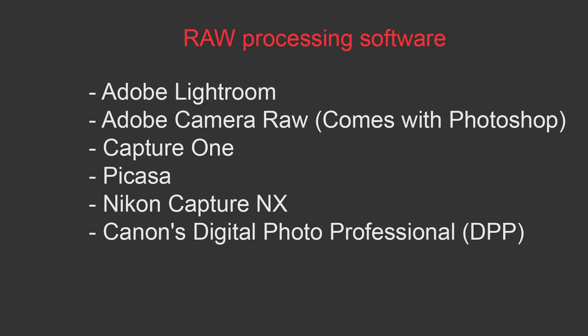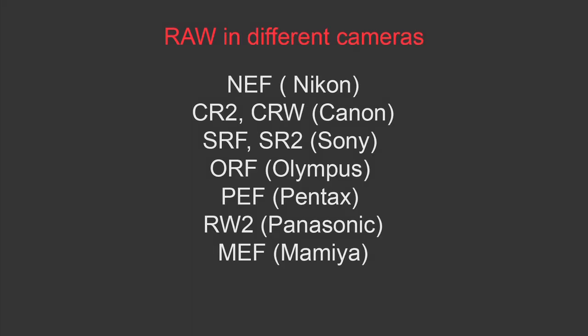Also, camera manufacturers have their own RAW processing software, for example for Nikon there is Nikon Capture NX, or for Canon it's Canon's Digital Photo Professional. Different camera manufacturers also have their own native RAW files with different file extensions. So here's the list of some of them.